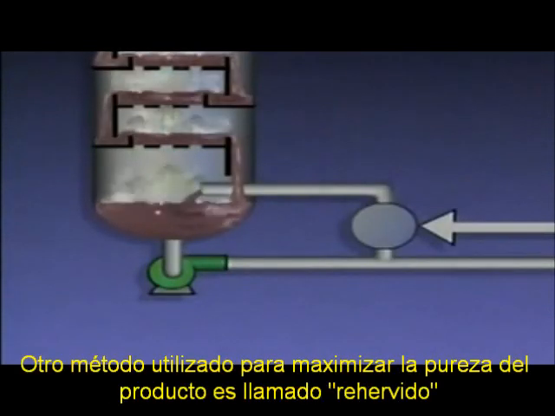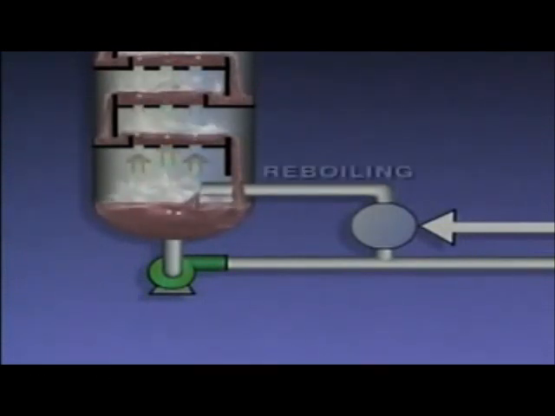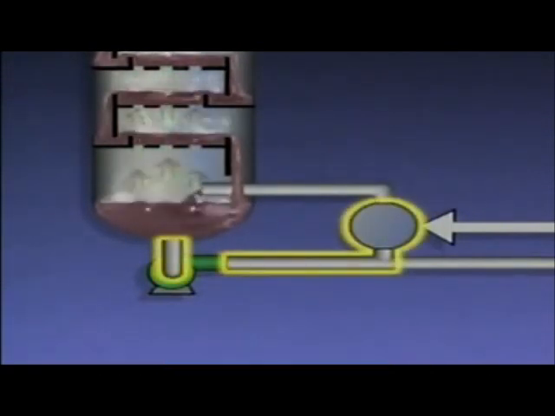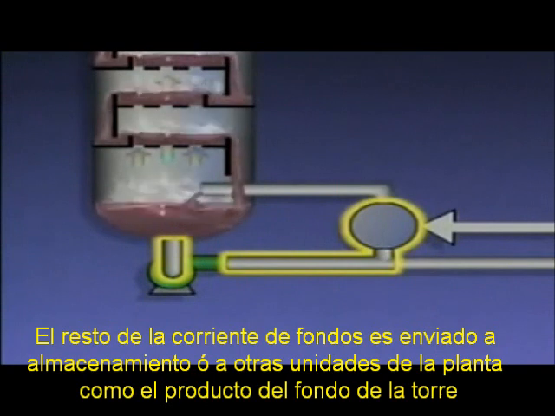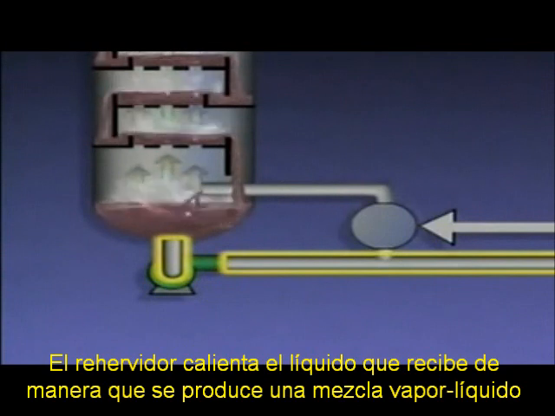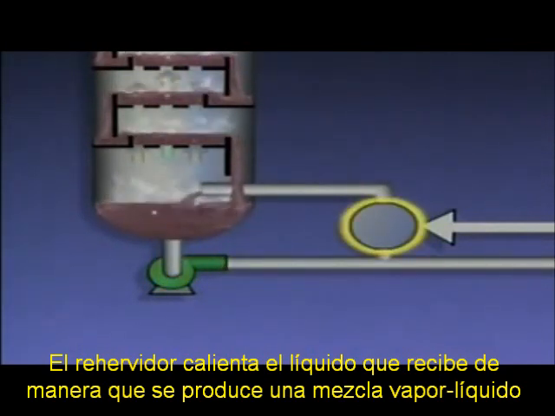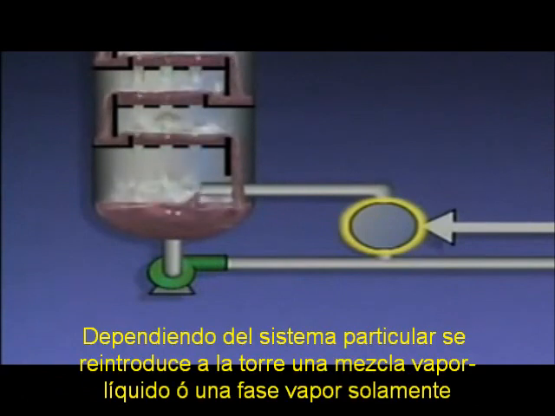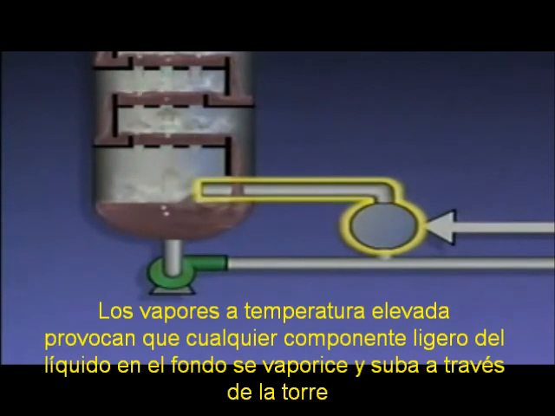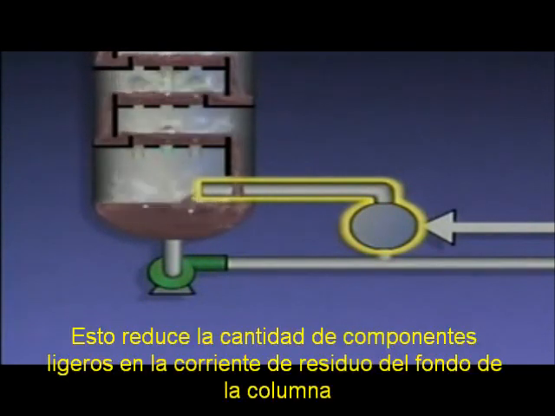Another method used to maximize product purity is called reboiling. The bottom's liquid that's drawn off from the tower is sent to a heater called a reboiler. The rest of the bottom's liquid is sent to storage or to other units in the plant as the tower's bottom's product. The reboiler heats the liquid it receives so that a mixture of vapors and liquid is formed. Depending on the system, either vapors or the mixture of vapors and liquid is then reintroduced into the tower. The hot vapors cause any lighter fractions in the liquid at the bottom to vaporize and move up the tower. This reduces the amount of lighter fractions in the bottom's product.